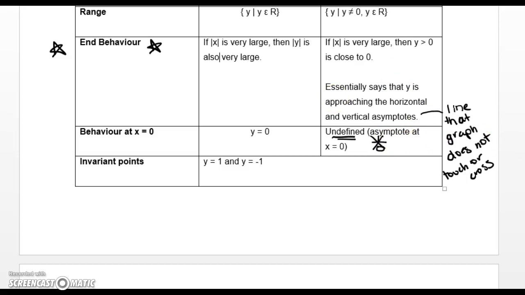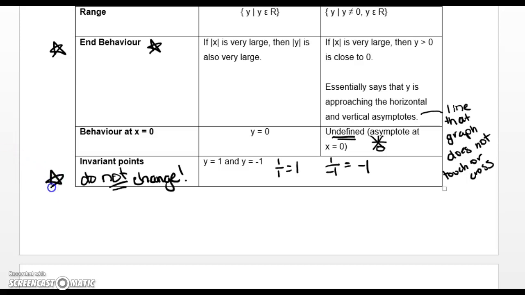The last thing that we can look at are something called invariant points, and invariant points do not change from your original graph to your reciprocal. So that's at y is equal to 1 and y is equal to negative 1. Because if you were to look at, say, the reciprocal of 1, we have 1 over 1, which is just equal to 1. And the reciprocal of negative 1 is 1 over negative 1, which is still equal to negative 1. So those ones do not change regardless if you're working with the original function or your reciprocal function.